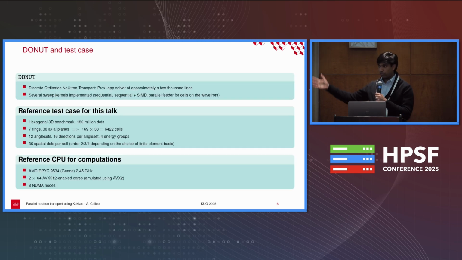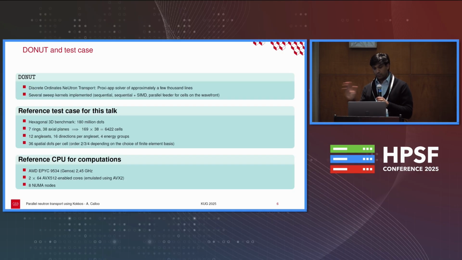Since everyone writes proxy apps, we've written another proxy app, which is called Donut. It's for Discrete Ordinates NeUtron Transport. It's a few thousand lines, totally written from scratch with Kokkos. We've left the real app on the side. We have implemented sweep kernels sequentially with SIMD, with parallel feeders, etc.